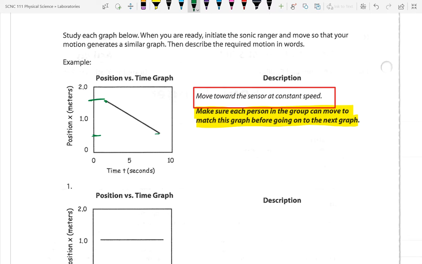Okay, but I do want you to have each person. So in your group, you'll have two people. So let us say that Sammy. Do you go with Sammy, Samuel, Sam? Sam. Okay. So Sam and Danny, let's say that they're partners. So Sam will do it and see if he can match it. And then he'll say, yeah, I got it. And then Danny will do it and see if she can match it.